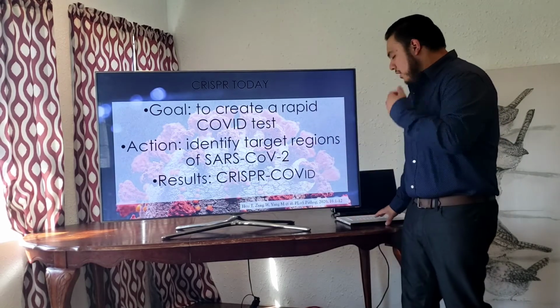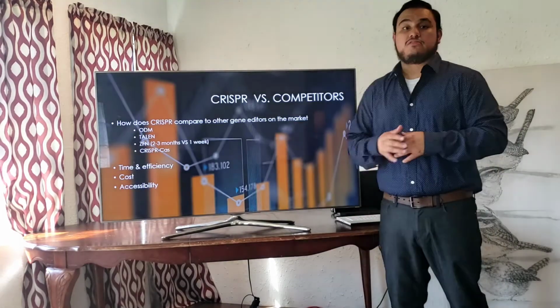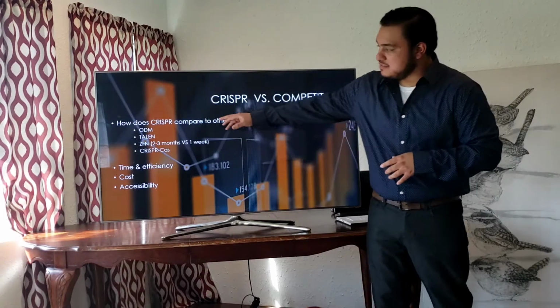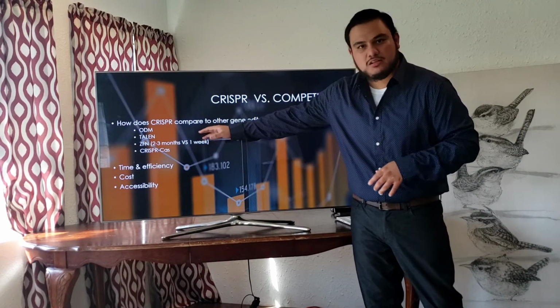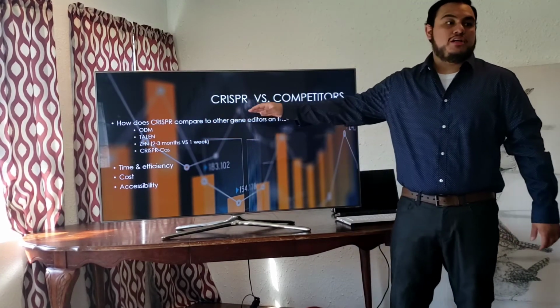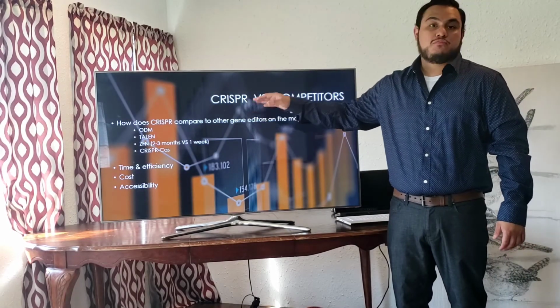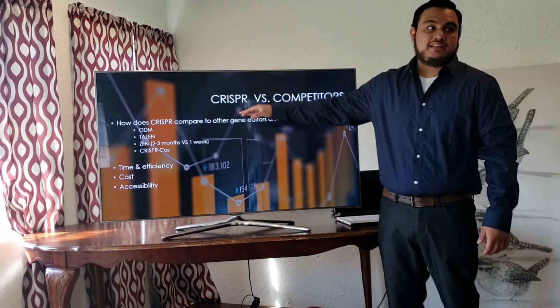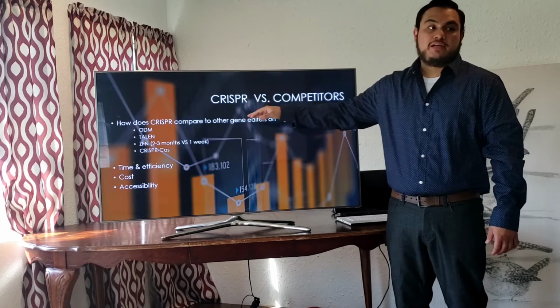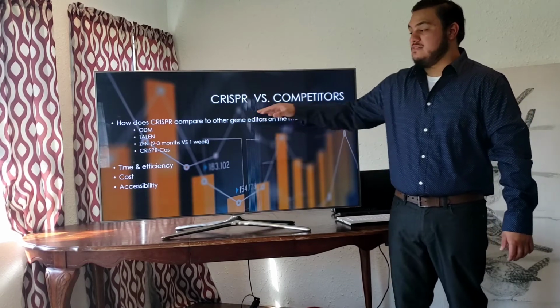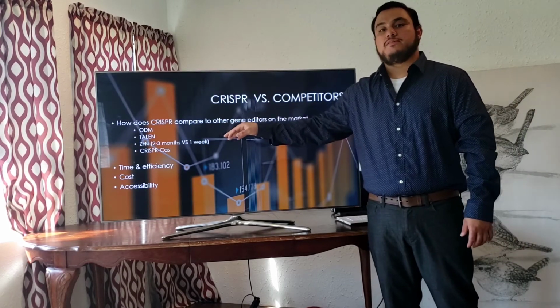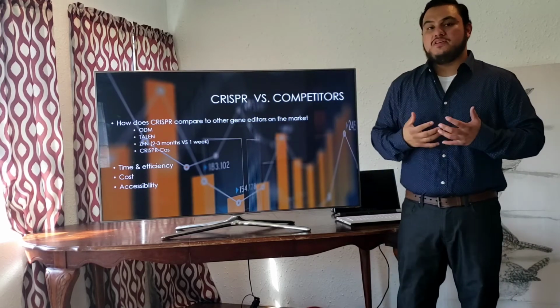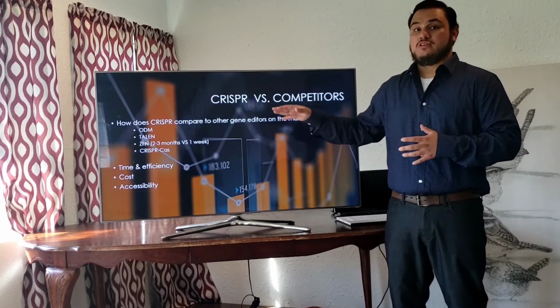So now let's look at how CRISPR compares to its competitors on the market. Here I have some examples of some common genetic tools, I'll call them. One of them being ODM, oligonucleotide directed mutagenesis, TALENs, transcription activator-like effector nucleases, and ZFN, zinc finger nucleases. So when it comes to time and efficiency, how does CRISPR compare to these genetic tools?